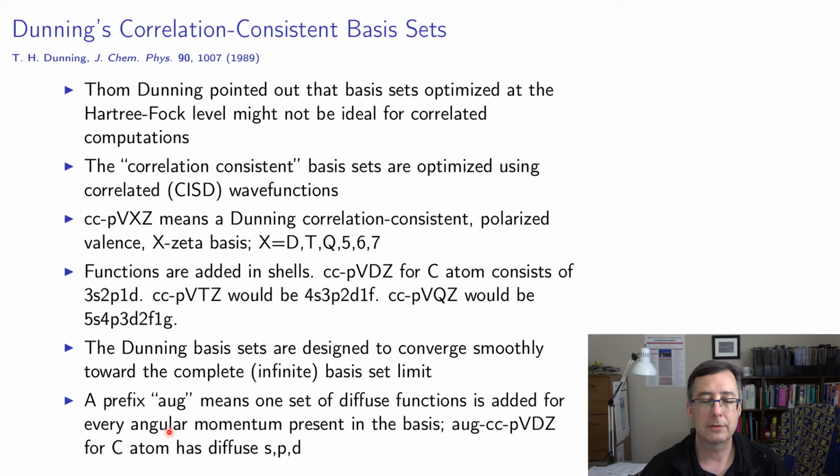Sometimes you'll see these basis sets with an AUG prefix, like AUG-cc-pVDZ. What that means is your basis set is augmented by a set of diffuse functions. And I add them again in the shell structure. So I add a diffuse S, a diffuse P, and a diffuse D to cc-pVDZ. Those are all the things I have in cc-pVDZ. It consists of S's and P's and D's, so I add a diffuse set for each of those things that's in the basis set.